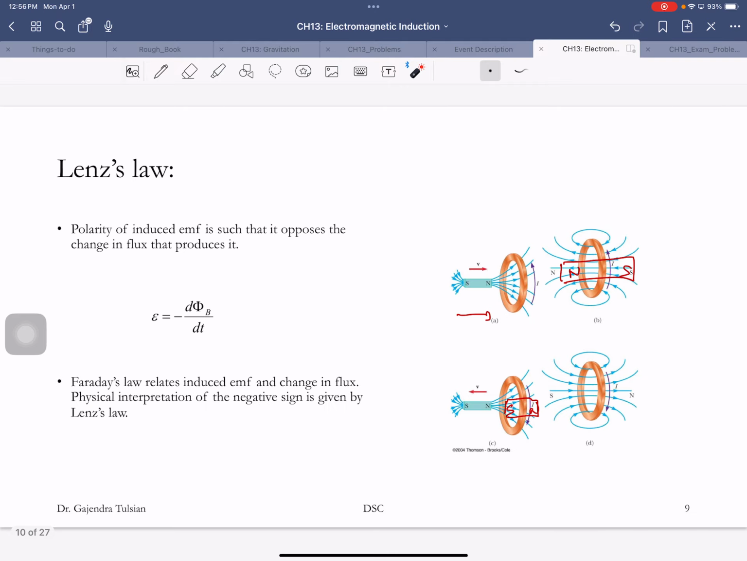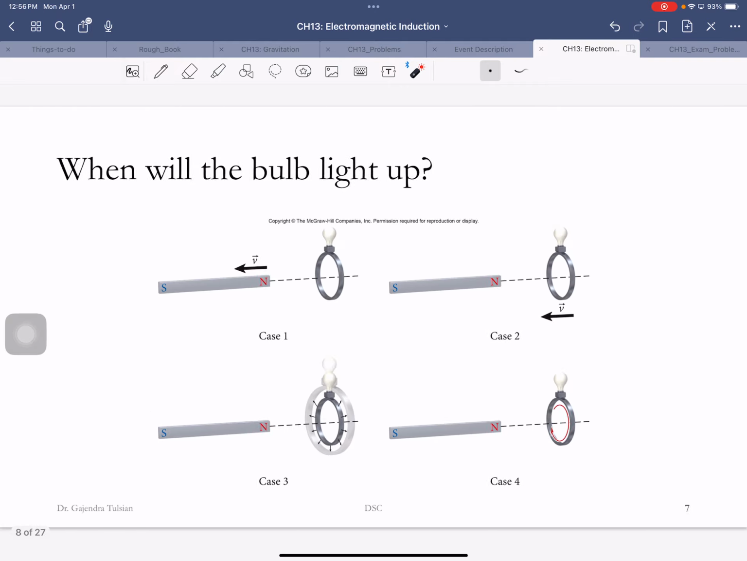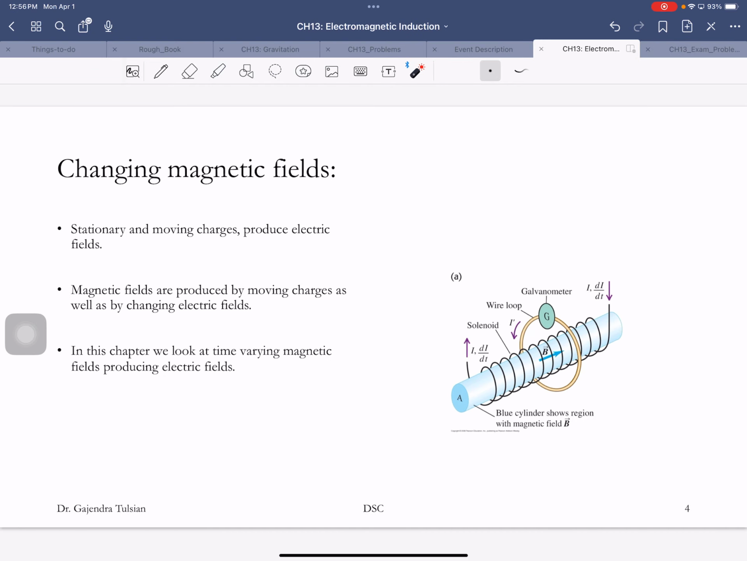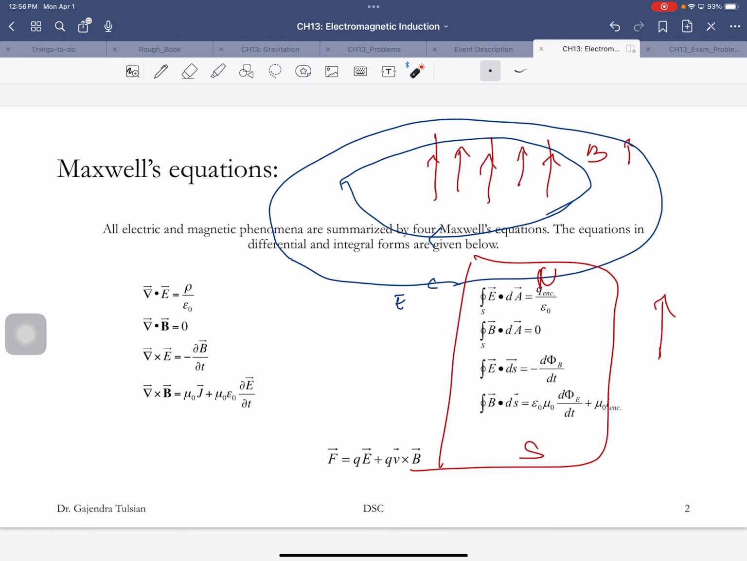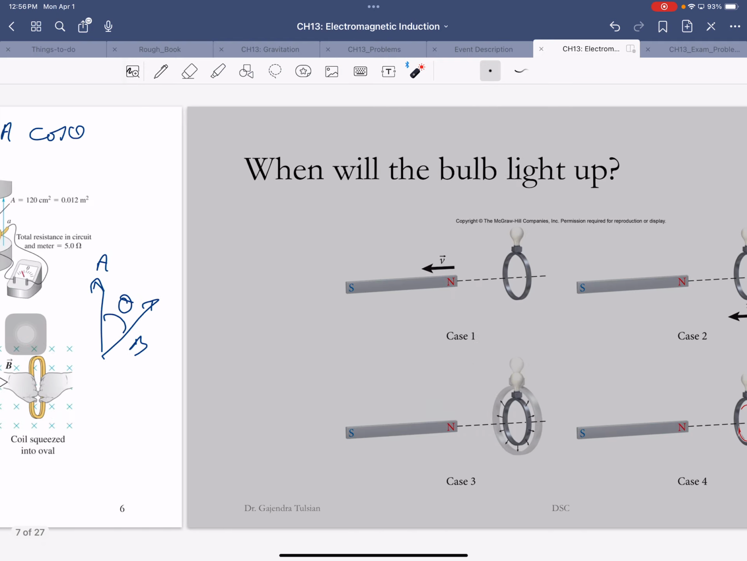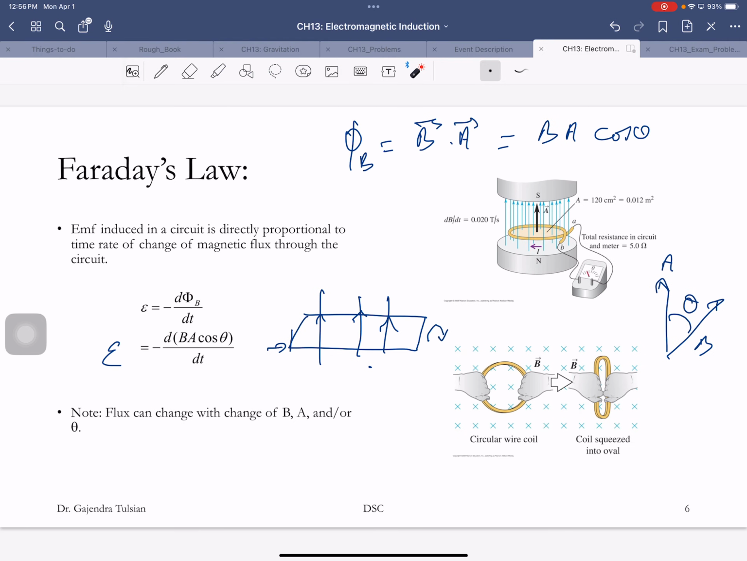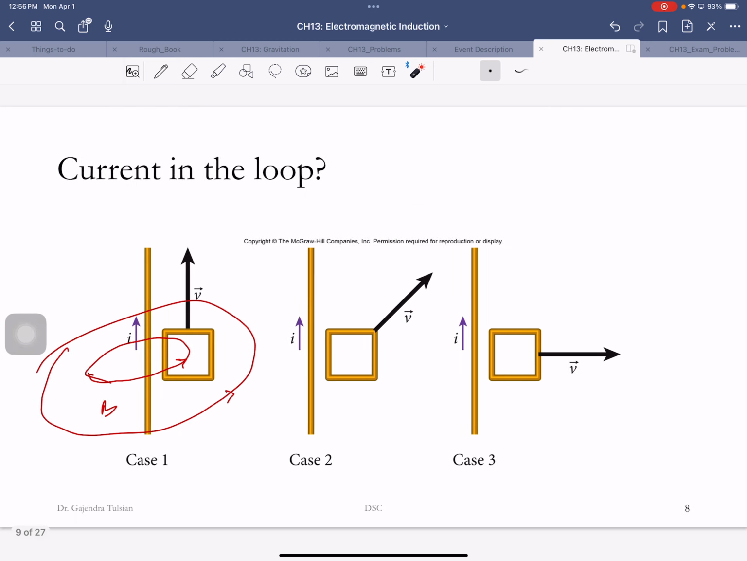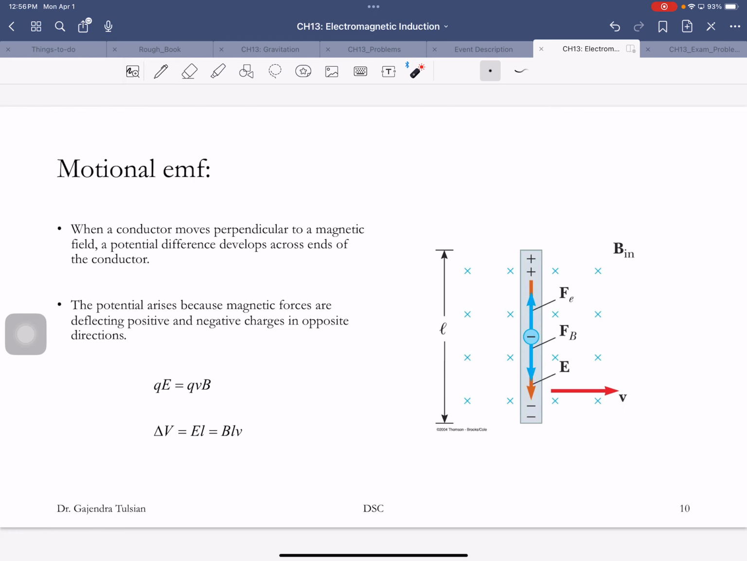All right, so we looked at Faraday's law, which encompasses everything. First we looked at time-varying magnetic fields producing that EMF. Now we'll look at a second aspect of it. We'll look at motional EMF.